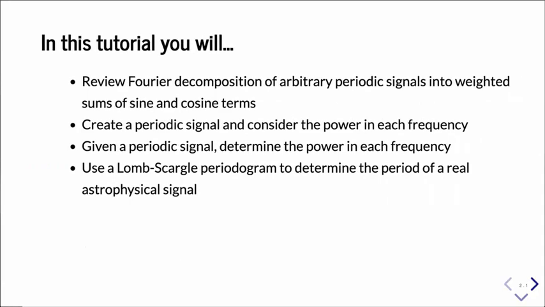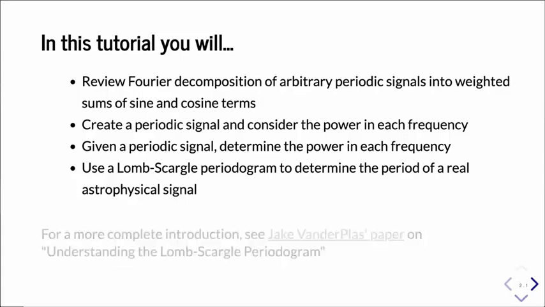In this tutorial, we're going to begin by just reviewing Fourier decomposition. I'll remind you that you can take any periodic signal and represent it with the sum of a series of sine and cosine terms. We're going to actually do that. We're going to go through this exercise and create a signal just using sine and cosine terms. And then we're going to do the reverse process. We're going to take the signal we've generated and deconstruct it and find what the amplitudes of each one of those sinusoidal terms is. This is essentially what the Lomb-Scargle Periodogram does. And so we're going to then use the Lomb-Scargle Periodogram to find the period of a real astrophysical signal.